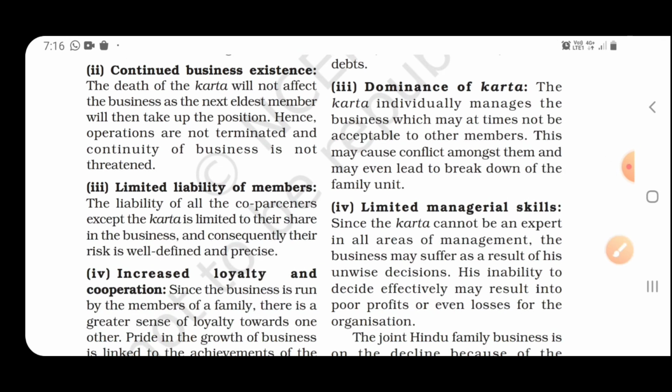Third one is limited liability of members. That is, the members other than karta will have limited liability. Only karta is having unlimited liability.